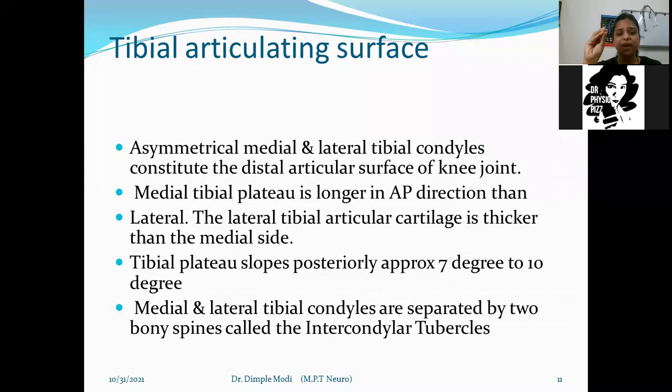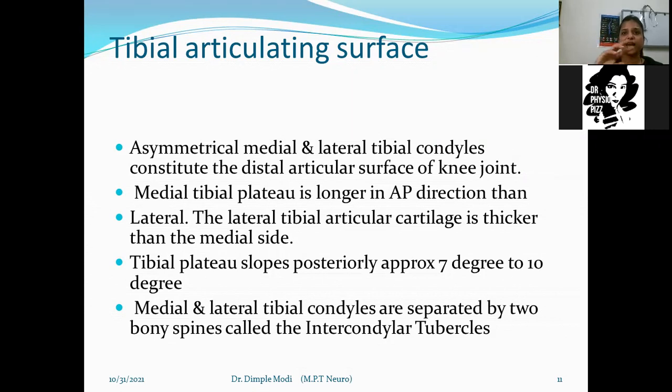The tibial plateau is larger than the shaft, which overhangs posteriorly. When you see the tibial plateau, the shaft is a little bit on the posterior side; it's not in a straight line. This is the tibia, so the shaft is a little bit posterior. You can see a slight curve. So the tibial slope is approximately 7 to 10 degrees.